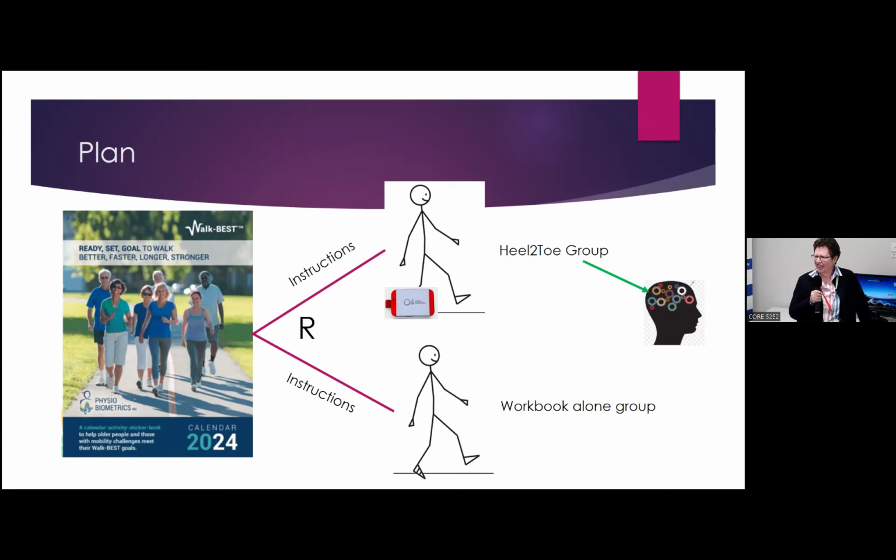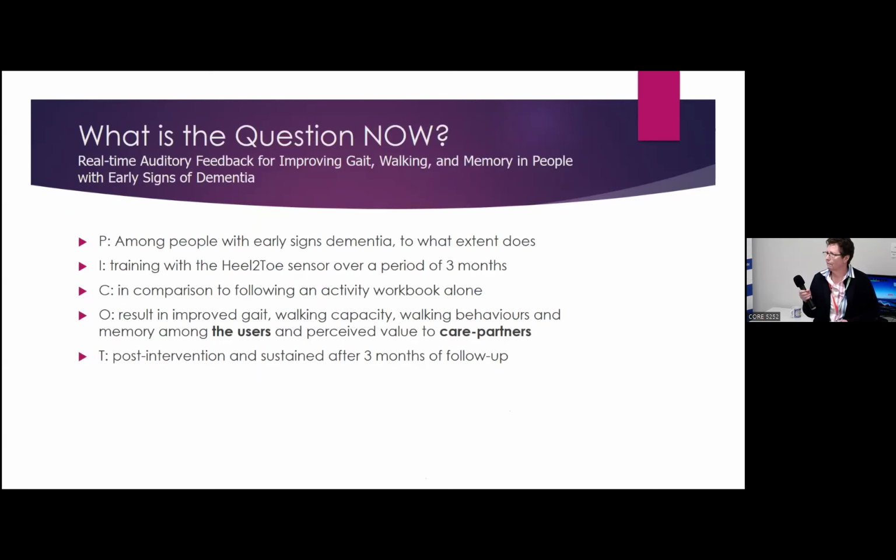Essentially, it's a goal-setting activity calendar, and it has all the exercises. So everybody gets that, and they get instructions on how to do specific walking. But now the heel to toe group only gets the sensor and the control group doesn't get the sensor. And the hypothesis is the heel to toe group will improve because we know it. So now I've just changed the question and I've just added a comparison group.